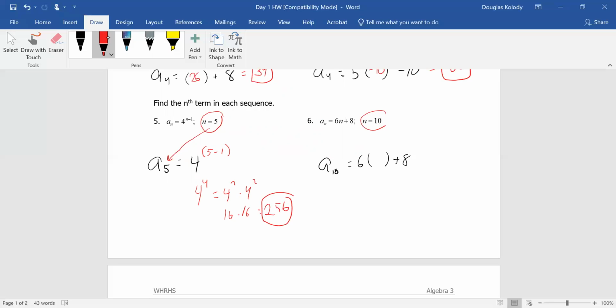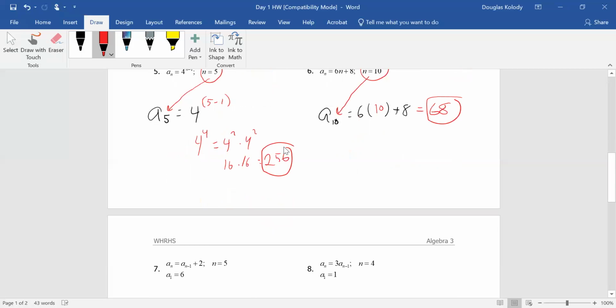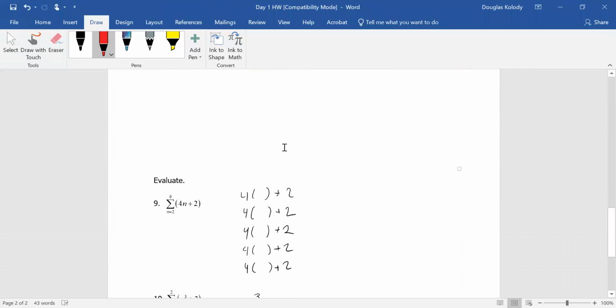It says n is 10, so let's find a sub 10. So plug in 10. 10 times 6 is 60. 60 plus 8 is 68. And Bob's your uncle. You're done with numbers 5 and 6. Great, those are explicit formulas. You can just directly plug in the number you're looking for. All right, same thing with 7 and 8. You're just finding those terms.